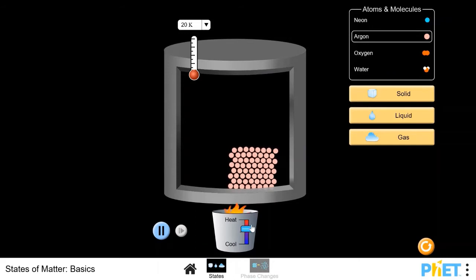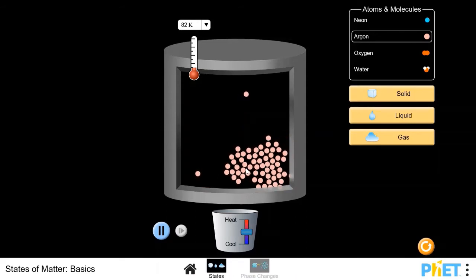So now as we keep adding more heat and thermal energy, we see something start to happen. Some of the atoms now have enough energy that they actually break apart from their neighbor. So this is what's happening here, is melting. We're starting to see the solid break apart, and some of the atoms are able to slip and slide. So as I keep adding a little more heat, we're going to enter the liquid phase of the argon.